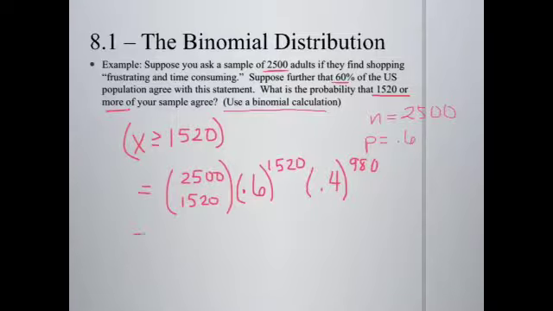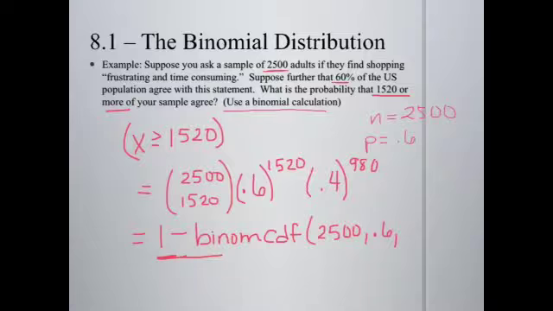I'm going to go ahead and put this in the calculator. We're doing, it's greater than, so 1 minus binomial CDF. N is 2,500. Probability is 0.6. And K of what I don't want. Remember, it's 1 minus, so it's everything that I don't want, up to 1,519. And that gives me a probability of 0.213. Now let's do it using the normal approximation and see how close we get to 21.3%.